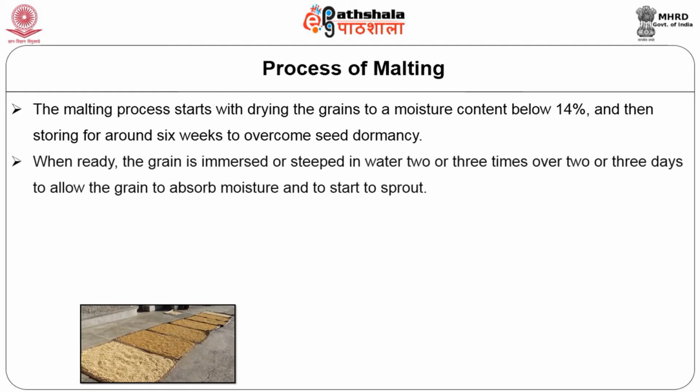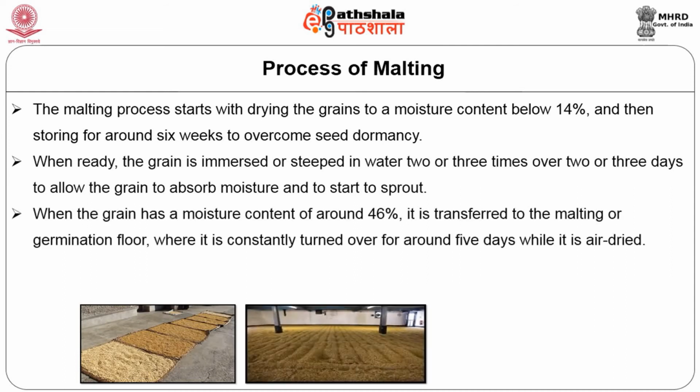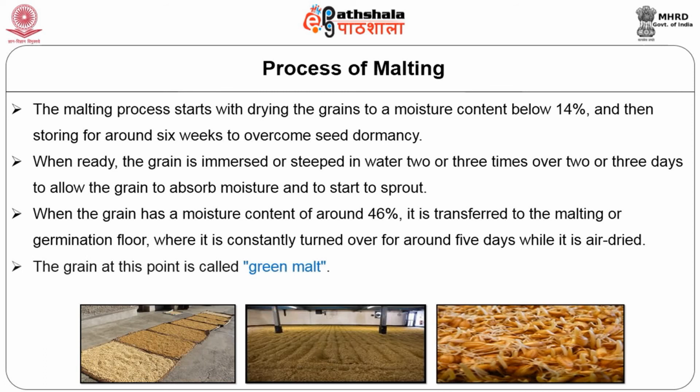When ready, the grain is immersed or steeped in water 2 to 3 times to absorb moisture and to start to sprout. It is allowed to absorb the moisture and then given 2 to 3 days to start to sprout. When the grain has a moisture content of around 46%, it is transferred to the malting or germination floor, where it is constantly turned over for around 5 days while it is air dried. The grain at this point is called green malt.